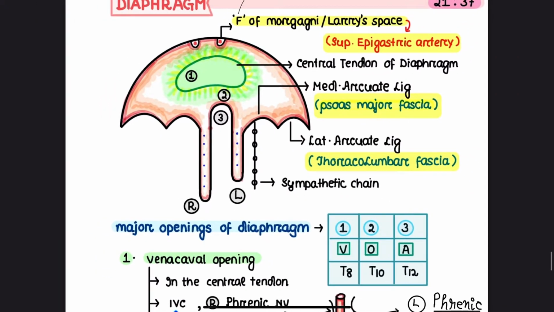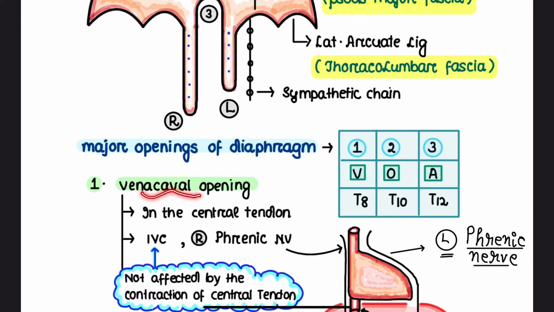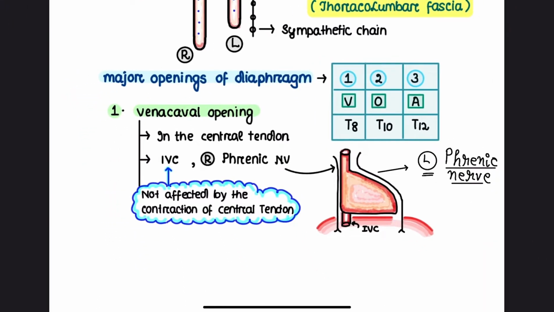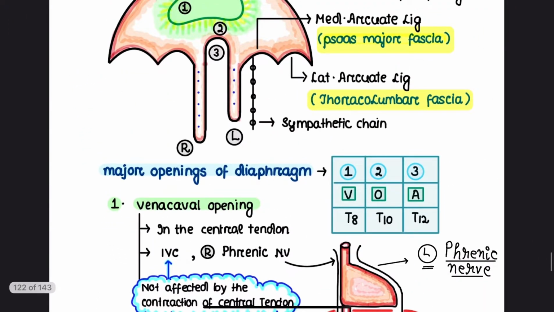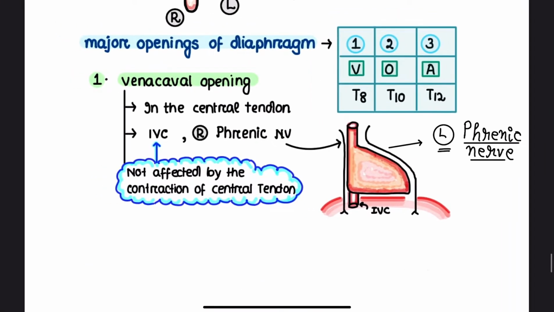Now let's talk about some major openings of the diaphragm. First, you have the vena cava opening at the T8 level. At the 8th thoracic vertebral level, you have the vena cava opening, and it's present in the central tendon. As I've numbered this one, the vena cava opening is present in the central tendon, and what structures pass through it? It's the inferior vena cava and the right phrenic nerve.